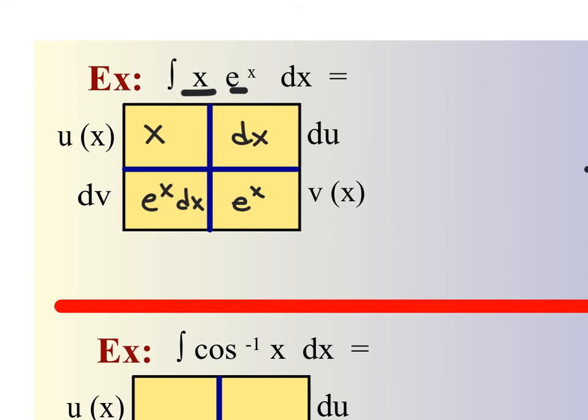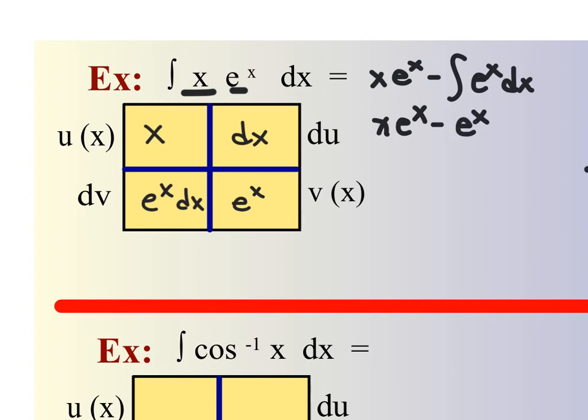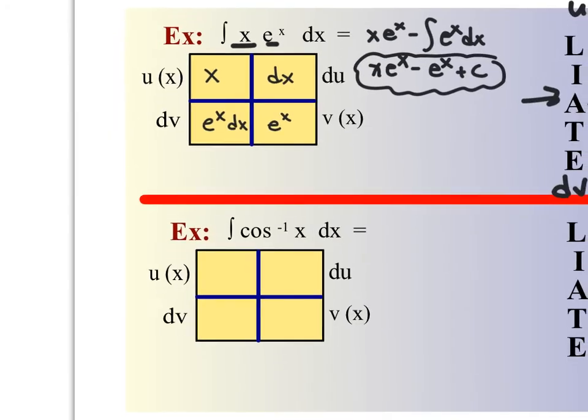So the integral of x times e to the x dx will be u times v, which is x e to the x, minus the integral of v du. v is e to the x, du is dx. So the answer is x e to the x minus the integral of e to the x, which is itself, plus c. Integration by parts, you aren't so bad.